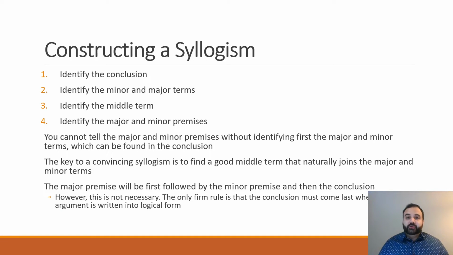Then identify your middle term. This might be the trickiest piece of creating a syllogism, but it is the most important piece. It's the key to a convincing syllogism, and you're trying to look for a term or phrase, a middle term can be a phrase, that naturally joins the major and minor terms together. Lastly, the major premise will be first, followed by the minor premise and then the conclusion. The first part isn't always true. You can technically put the major or minor premise first. However, the rule that is always true is that the conclusion comes last.